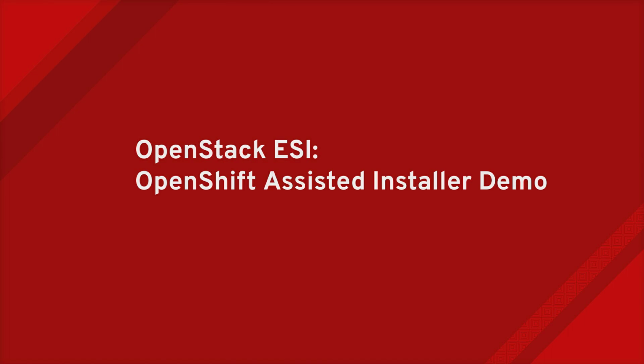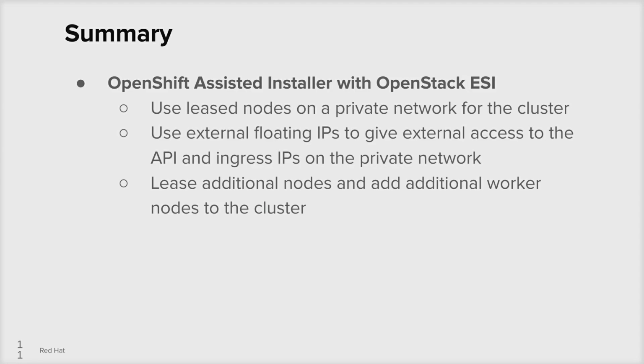Hi, this video demonstrates the use of OpenStack ESI for installing an OpenShift cluster using the OpenShift Assisted Installer as a tenant user. In this demo, we'll walk through the process of configuring our leased nodes for installation on a private network using the OpenShift Assisted Installer. Then we'll use external floating IPs to give external access to the cluster's API and ingress IPs on the private network.